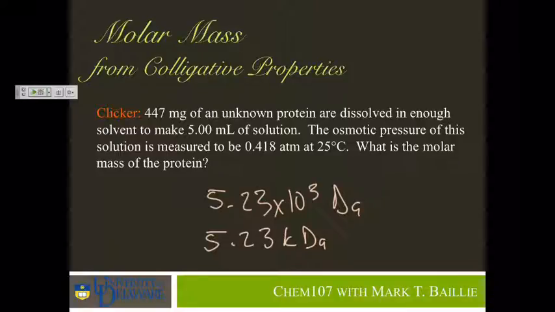Kilo means times 10 to the third. Daltons means grams per mole. When we're talking about proteins, Daltons are used much more frequently than grams per mole. If you did it in grams per mole, it would have been okay as well. The clickers are kind of hard to do that.